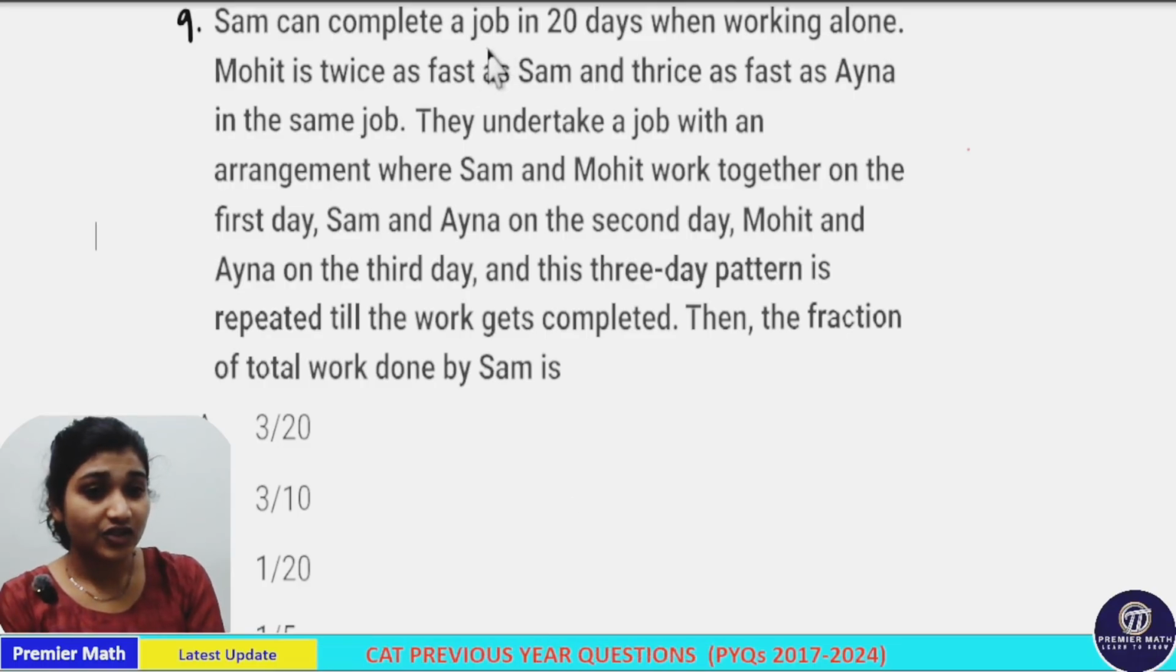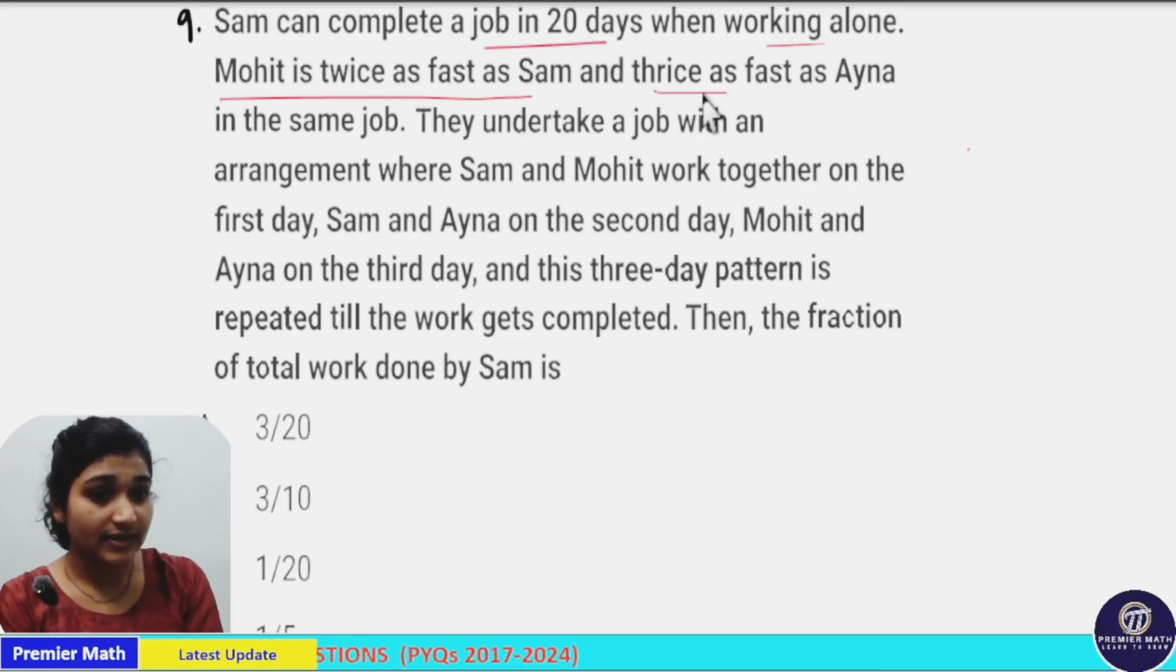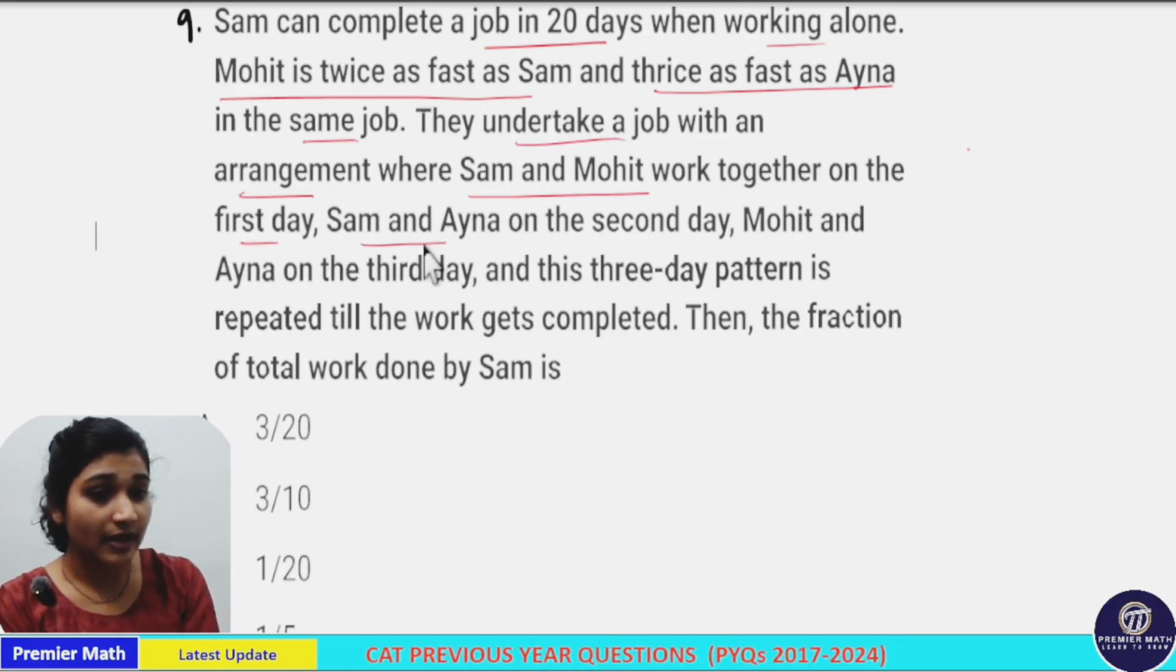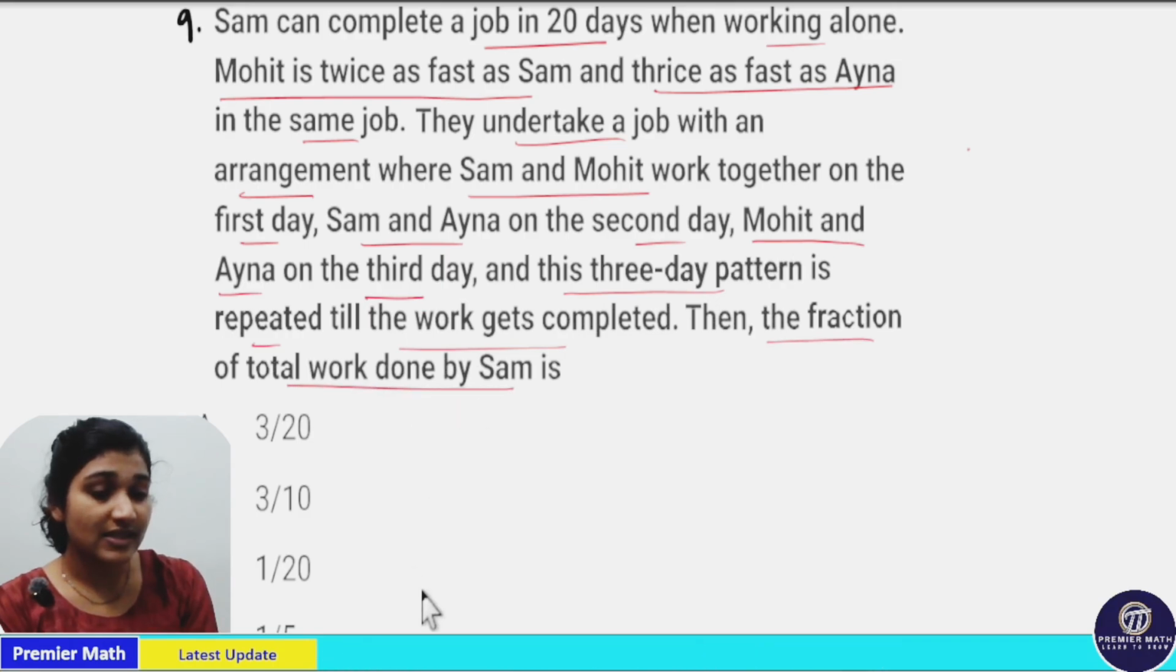Sam can complete a job in 20 days when working alone. Mohit is twice as fast as Sam and thrice as fast as Aina in the same job. They undertake a job with an arrangement where Sam and Mohit work together on the first day, Sam and Aina on the second day, Mohit and Aina on the third day. And the 3-day pattern is repeated till the work gets completed. Then the fraction of total work done by Sam is.